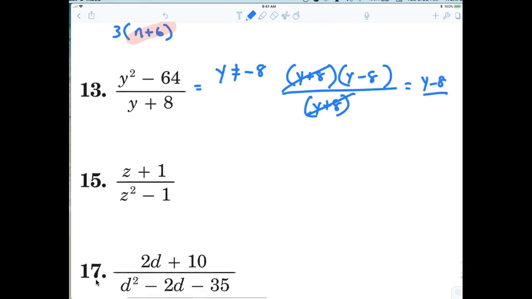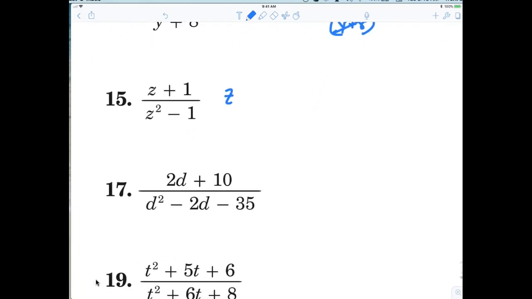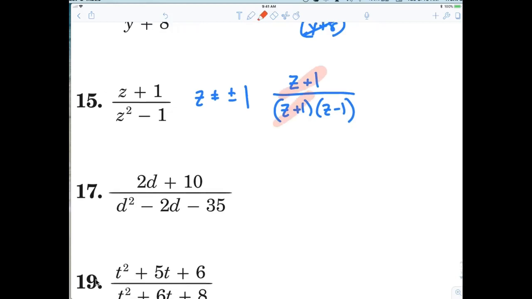Now, for question 15, you should be able to say z cannot equal plus or minus 1. Everybody good with that? And now you're just factoring the denominator. So it's going to be z plus 1 over what? You're factoring? Do you have any issues with the factoring? And now what can I cross out? Yep. So you cross out the z plus 1s. Now don't make a mistake. Yes. Be careful. 1 over z minus 1.